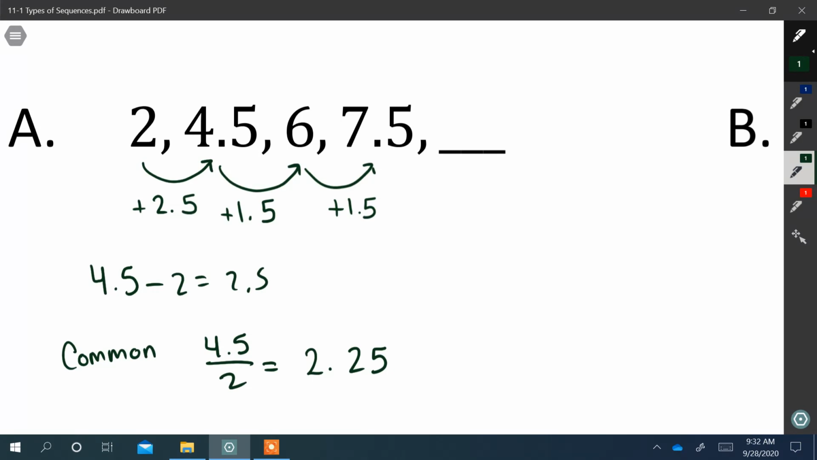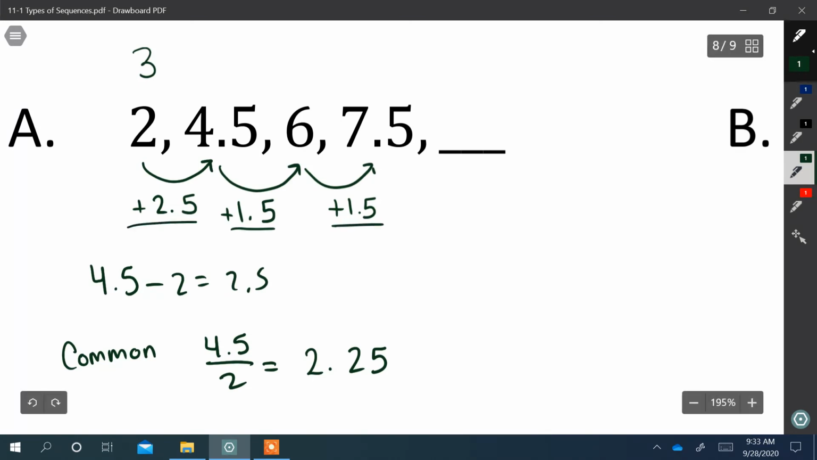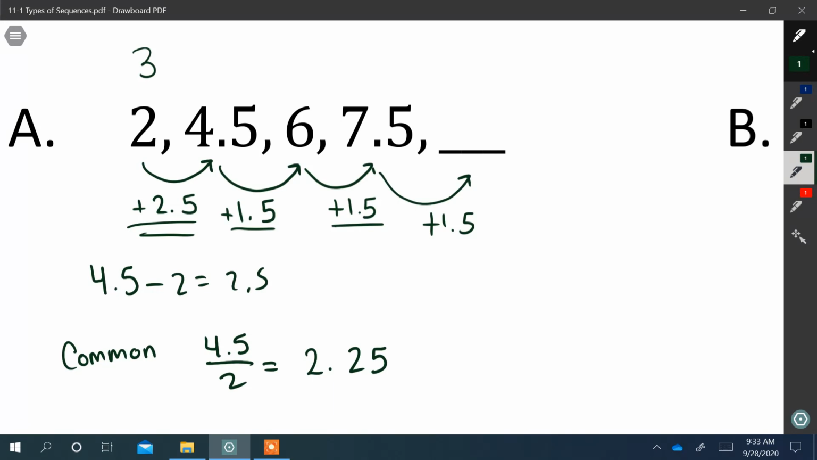So this might have been a mistake. This might have been 3. If it was 1.5, it seems like we're constantly adding 1.5. But in this pattern, the first term that we added was 2.5. Then we added 1.5 and again 1.5. So we could predict that the next one will also be 1.5 added. So 7.5 plus 1.5 will be 9.